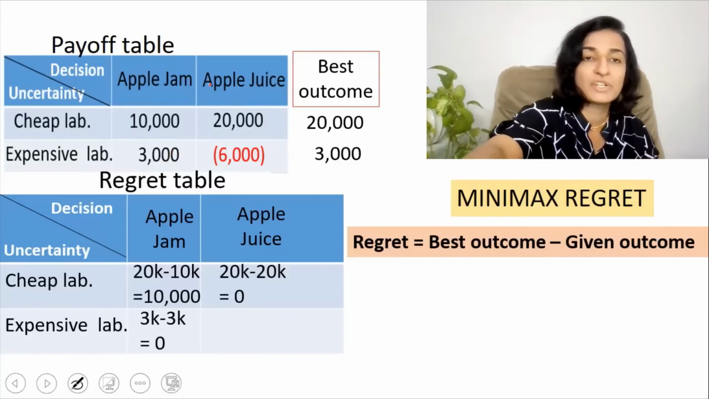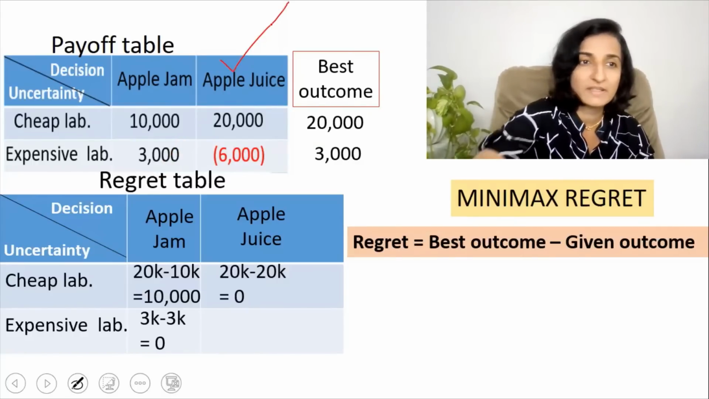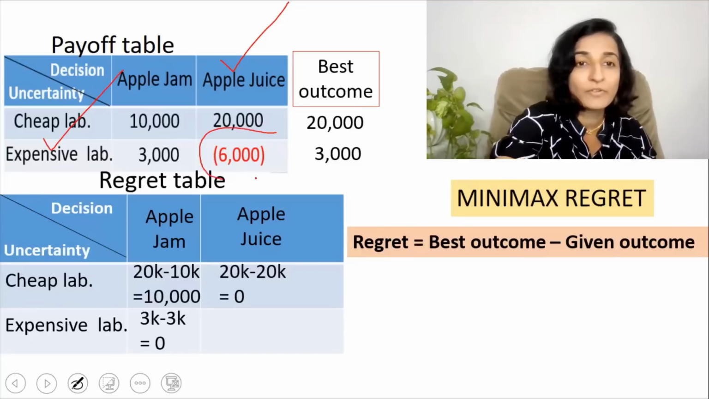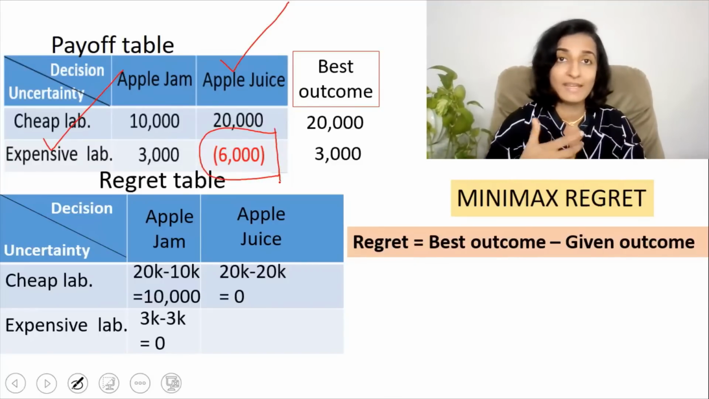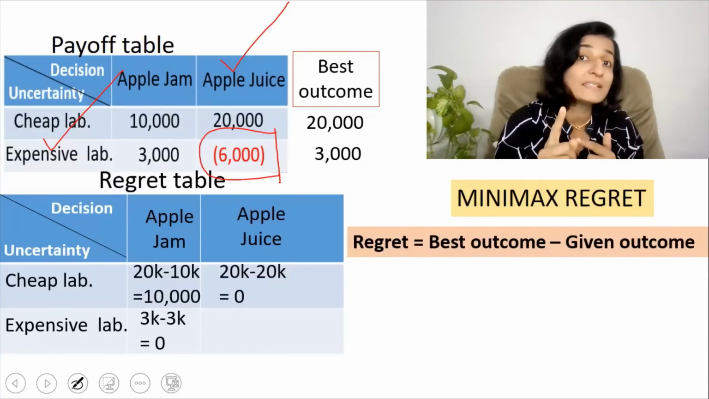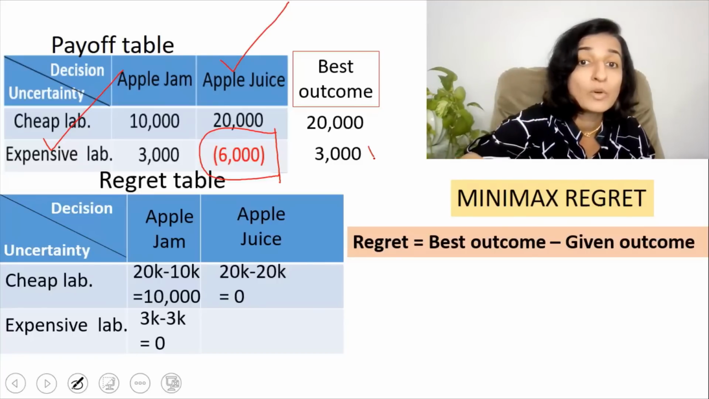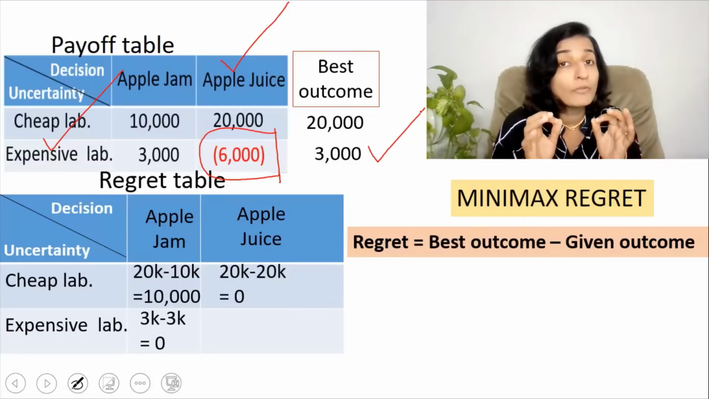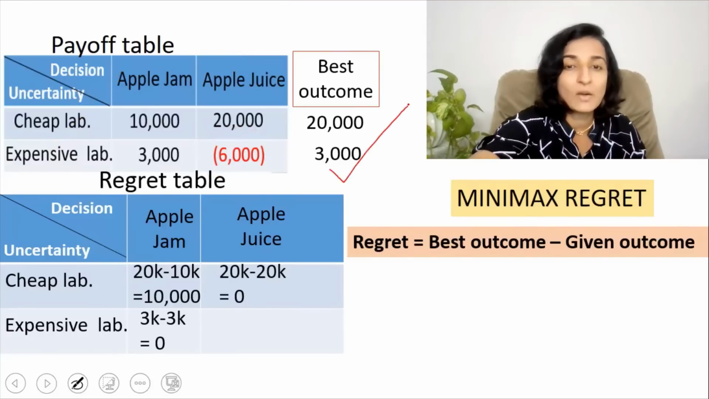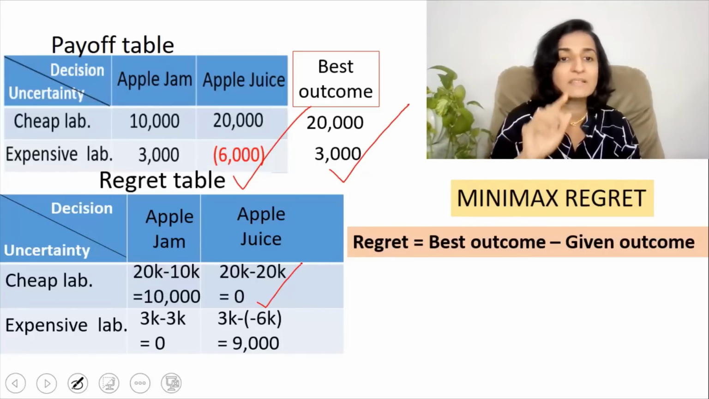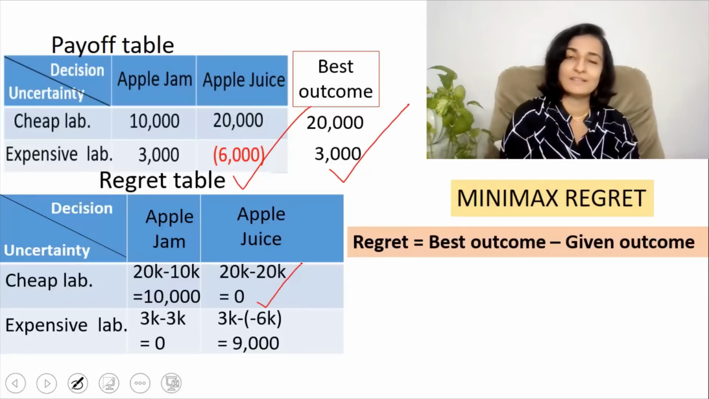Now coming to the last situation. If Adam starts apple juice business and he gets expensive labor, then what is the profit that he gets? He gets a profit of negative $6,000 or he ends up in a loss of $6,000. So he will feel sad. He will feel sad for how much amount? Because the best outcome in that particular uncertainty was getting $3,000. Now he is sitting with a loss of $6,000. So what is the amount of regret that he will feel? It is the best outcome minus the given outcome. So 3,000 minus of minus, it becomes plus, or it is $9,000 is the regret.